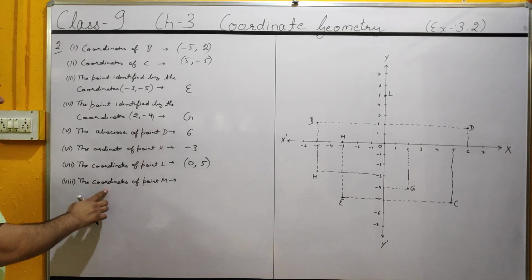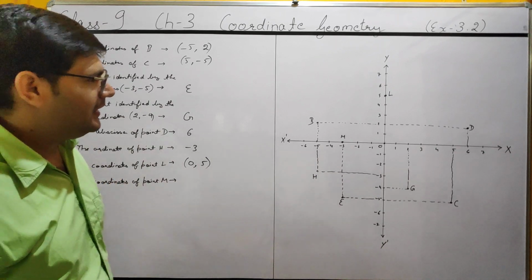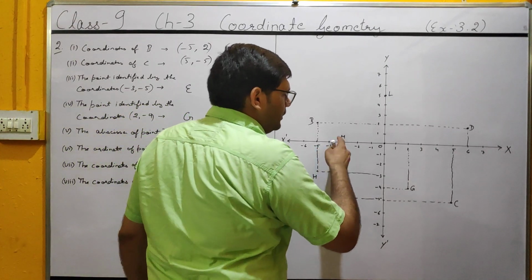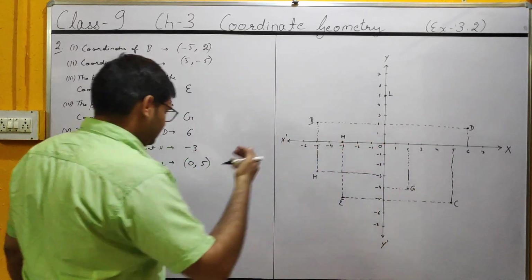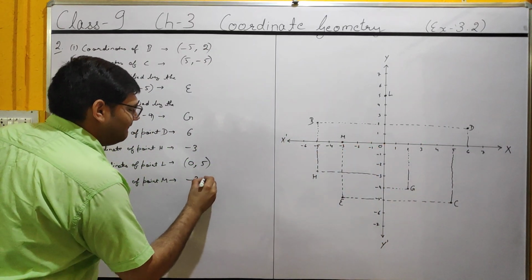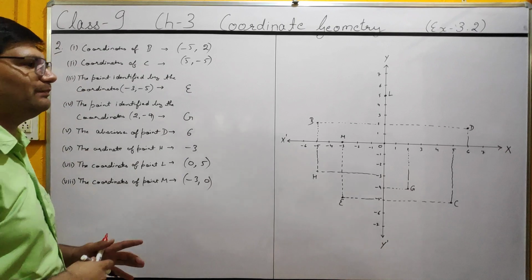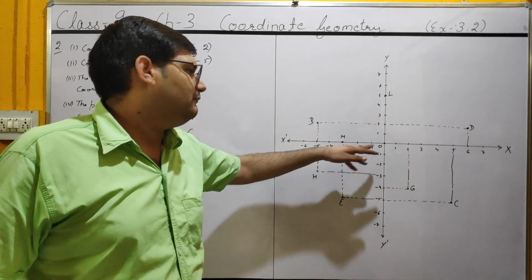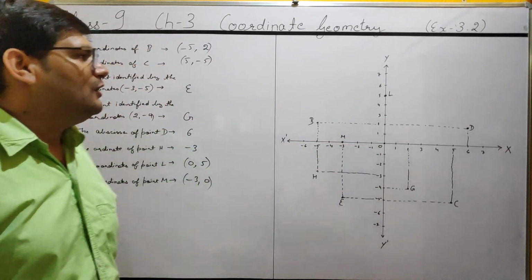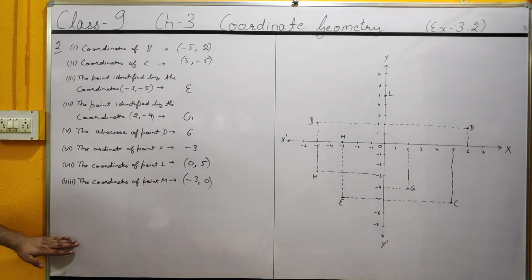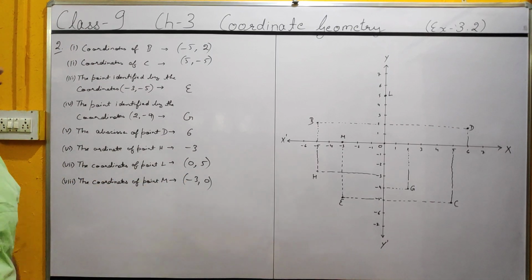Now, the coordinates of point M. Where is M? This is M. X is -3 and y is not there, so it is 0, because the point M lies on x-axis only. So this is the second question and your exercise 3.2 is over with this question. I hope it is clear to you.